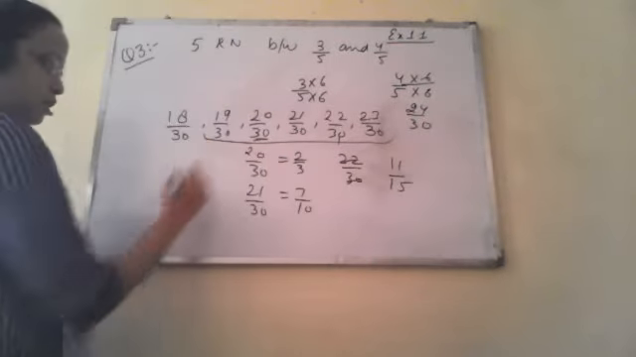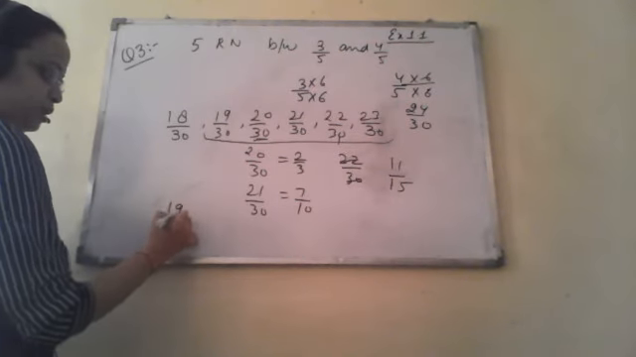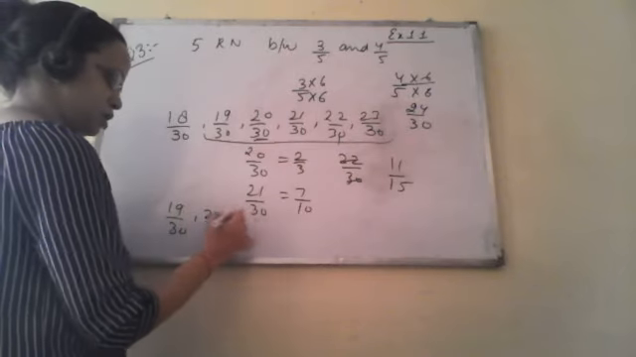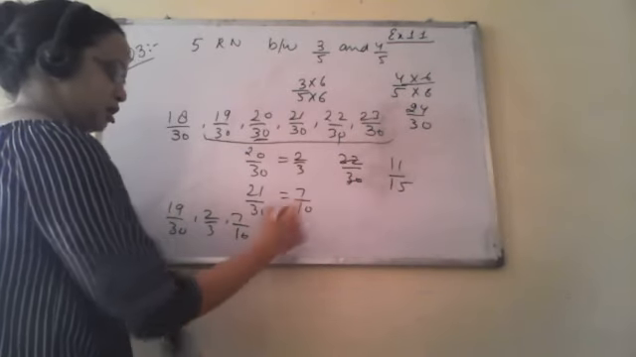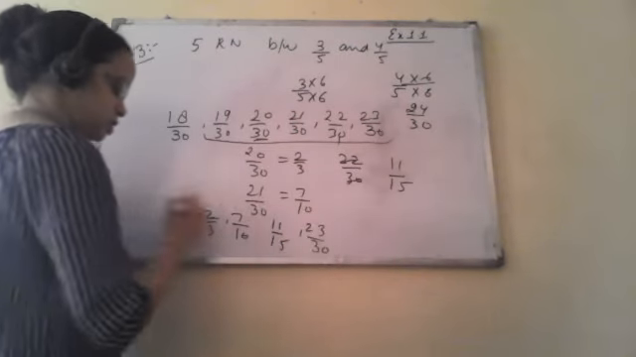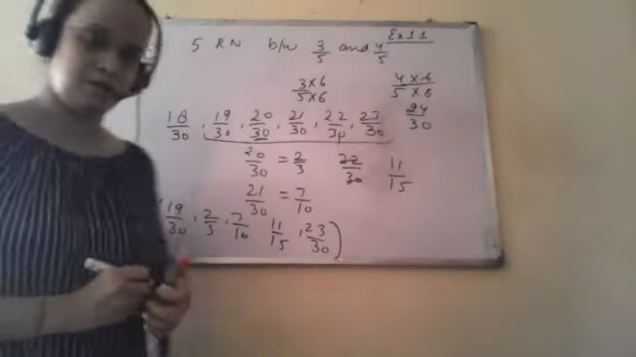So the rational numbers between 3 by 5 and 4 by 5 will be 19 upon 30, this is 2 by 3, this is 7 by 10, this is 11 by 15 and 23 by 30. So these are the rational numbers between these two rational numbers. Clear?